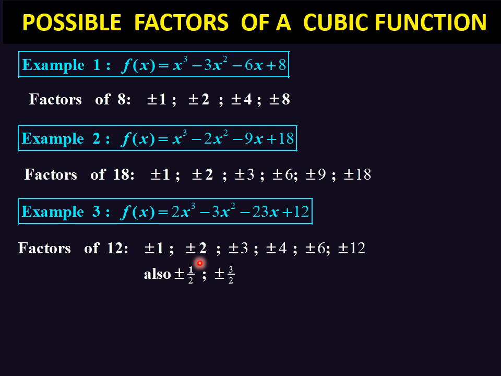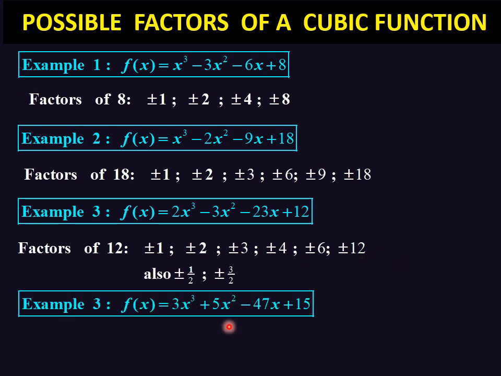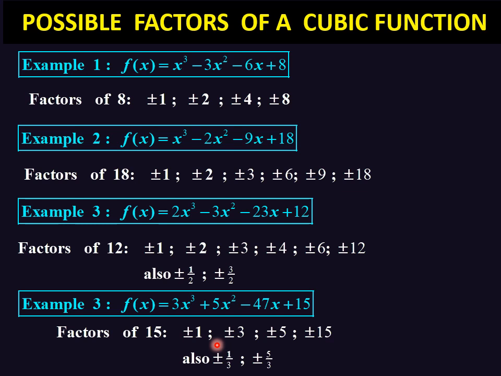Why not 2 over 2? No, because 2 over 2 is 1. I could have 3 over 2. Why not 4 over 2? Because 4 over 2 is 2. Why not 6 over 2? So I'll only take the odd numbers here. So those are the possible combinations I can use. So this one, because I have 3, I expect to have thirds there. What are the factors of 15? Those are the factors of 15. And now I can have 1/3, not 3/3, because 3/3 will be 1. I could have 5/3, not 15/3, because 15 can be divided by 3.